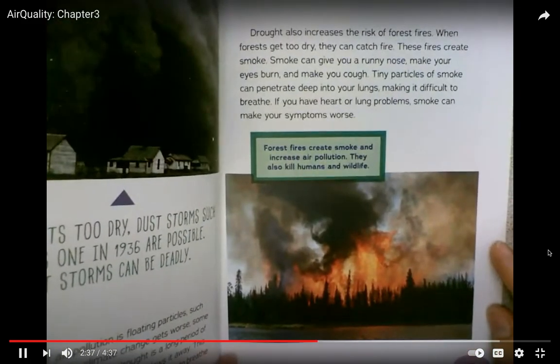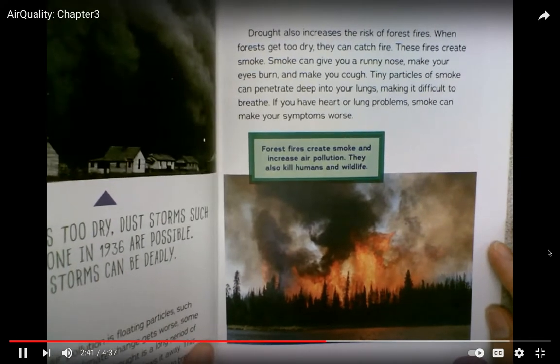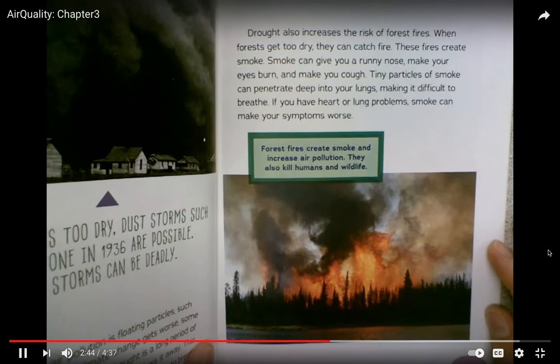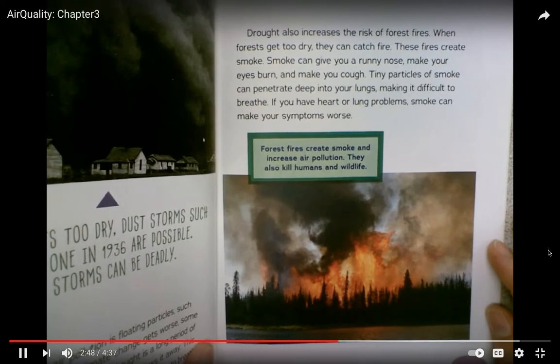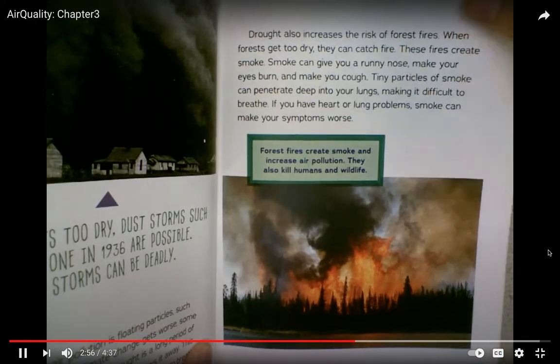Drought also increases the risk of forest fires. When forests get too dry, they can catch fire. These fires create smoke. Smoke can give you a runny nose, make your eyes burn, and make you cough. Tiny particles of smoke can penetrate deep into your lungs, making it difficult to breathe. If you have heart or lung problems, smoke can make your symptoms worse.